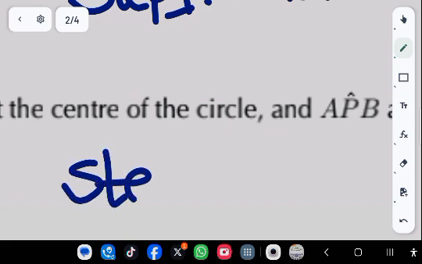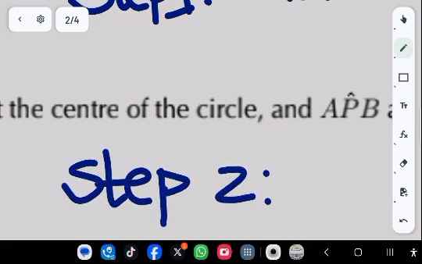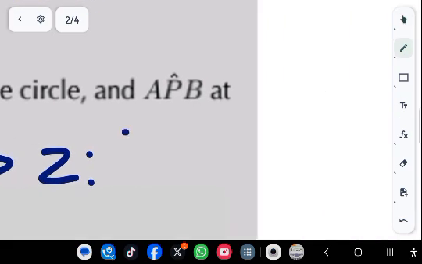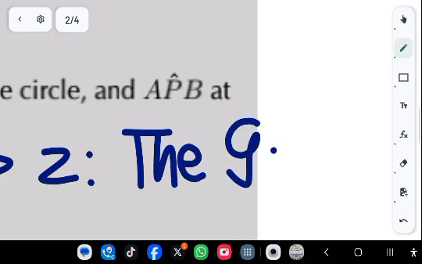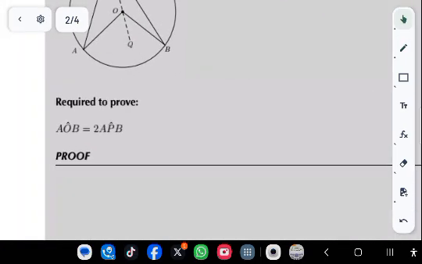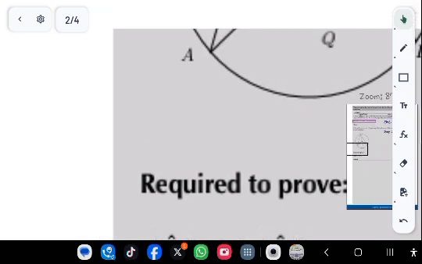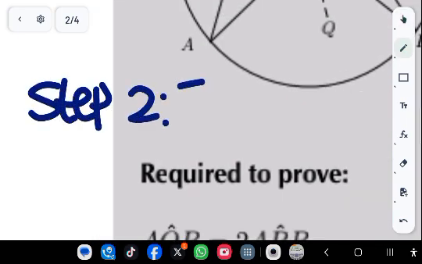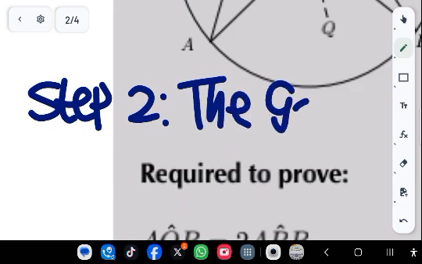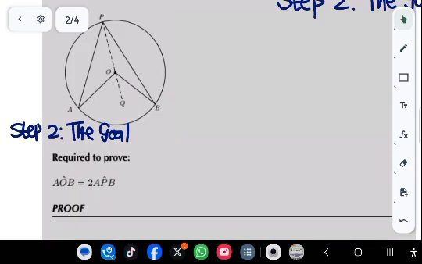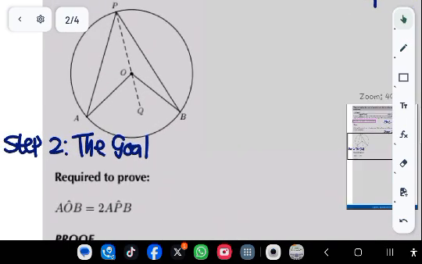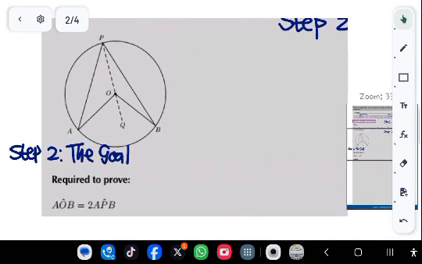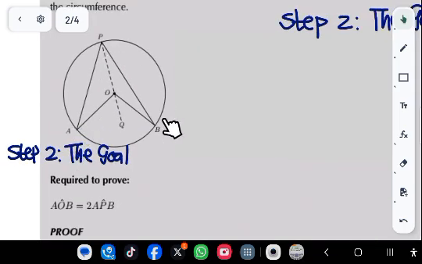Now that we know what the theorem is, let's figure out what the goal is. What is the goal? What are we required to prove? Here is the goal. Step number 2, the goal. We are required to prove simply that angle AOB is equal to 2 times angle APB.